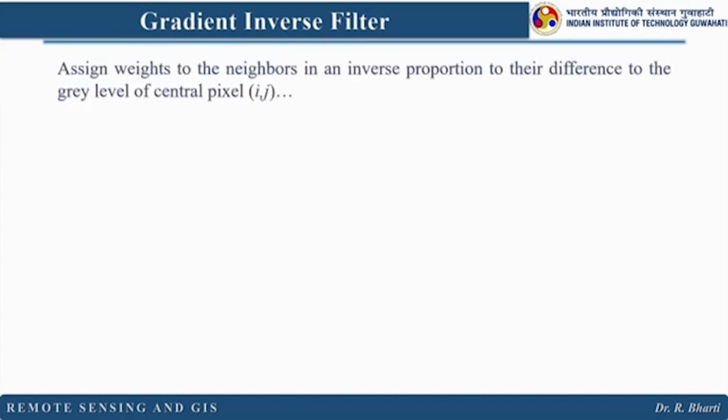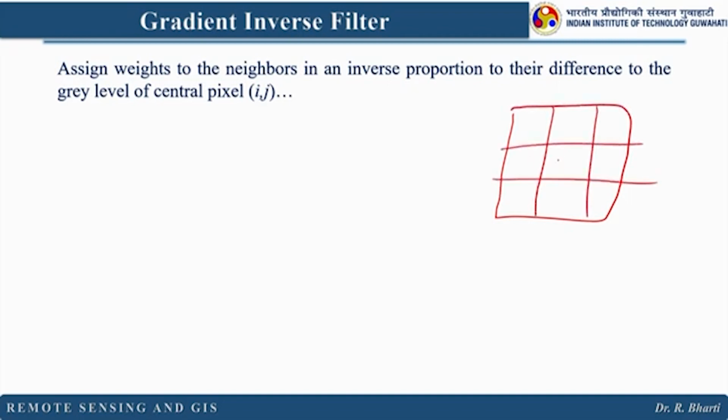Gradient inverse filter. It assigns weightage to the neighbors inversely proportional to their difference from the gray levels of the central pixel. So, suppose you have a 3 by 3 image, where the values are 10, 40, 20, 13, 16, 17, 80, 40, and 30. Suppose this is one example where you want to apply this gradient inverse filter.